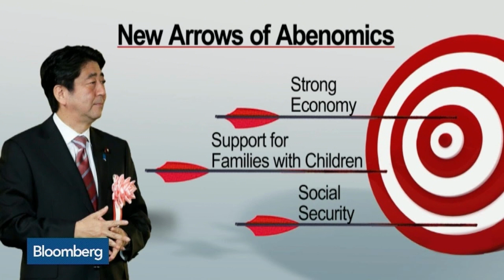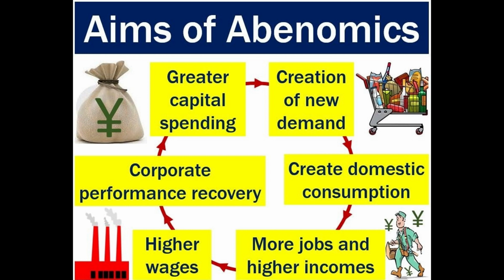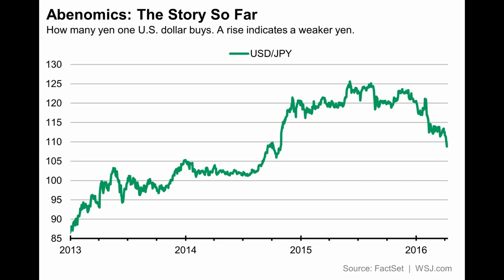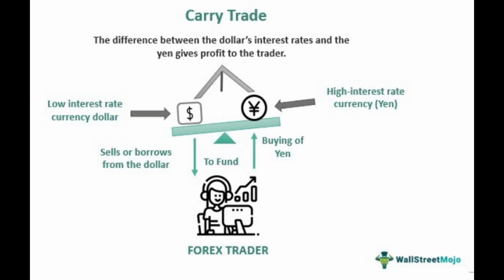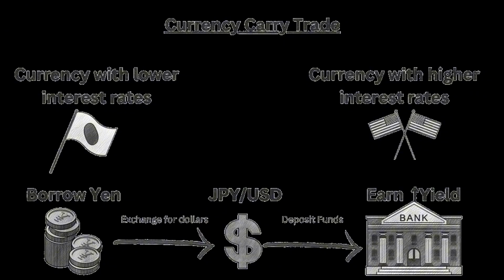The carry trade phenomenon. During the late 20th century and early 21st century, the yen became a popular currency for the carry trade. Investors borrowed yen at low interest rates and invested in higher-yielding assets elsewhere. This practice led to a consistent weakening of the yen against major currencies, including the USD.